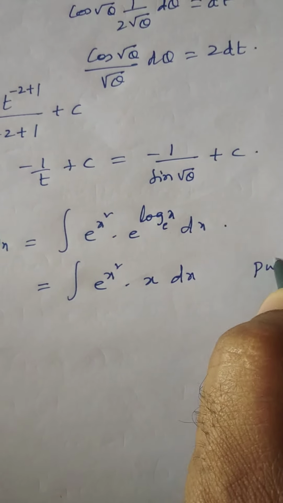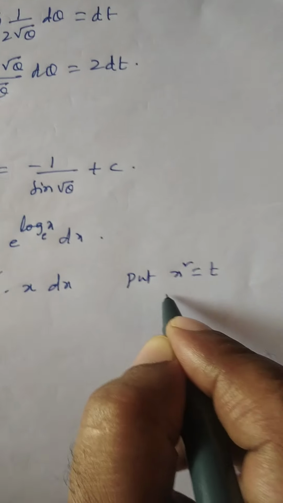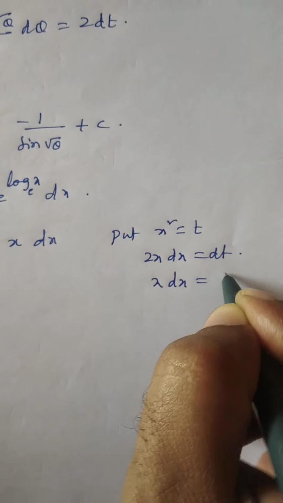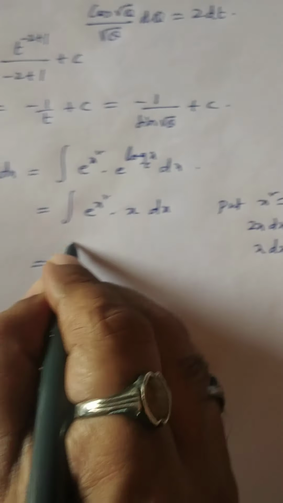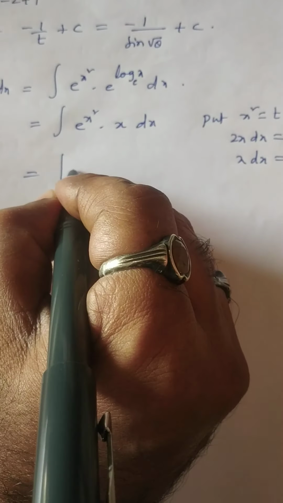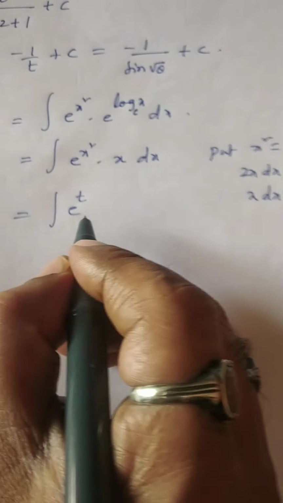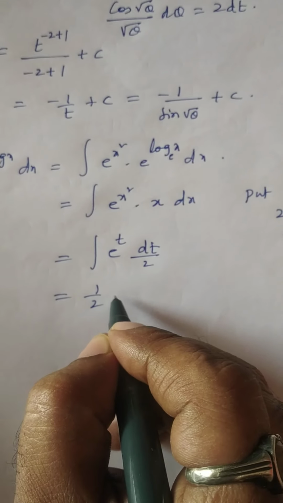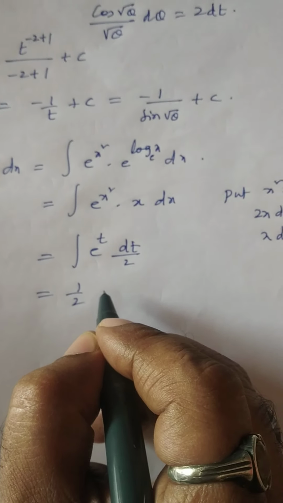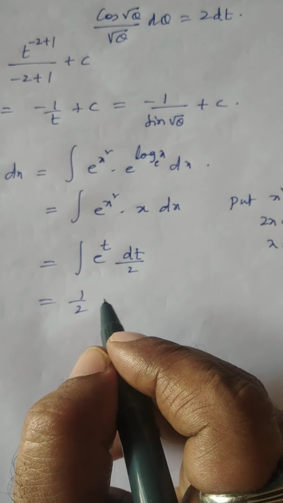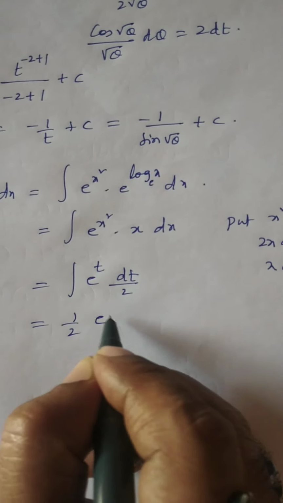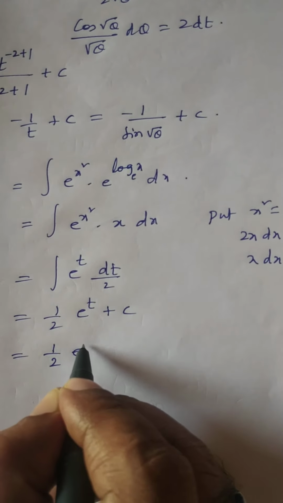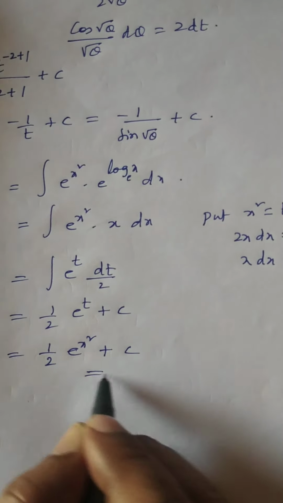So here put x square equal to t, so 2x dx is equal to dt, or x dx is equal to dt by 2. So integration of e power x square we had assumed as t, x dx is equal to dt by 2. So 1 by 2 of e power t, integration is e power t only plus c. So half of e power t is what? e power x square plus c. This is the final answer.